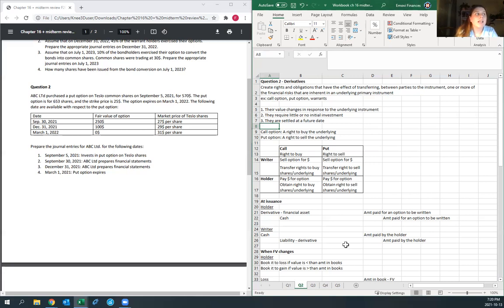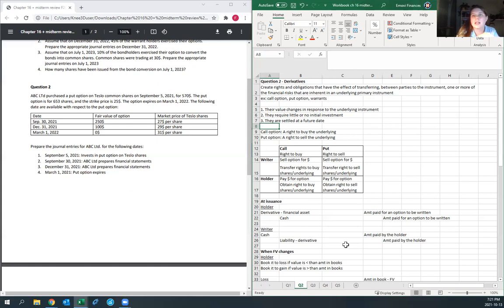So what does that mean? Basically, you have an agreement with another company saying, "Hey, can I buy your shares at $30 whenever I want until March 2023?" And then in March 2023, if that doesn't happen, it's my loss. So the underlying primary instrument in that scenario is the shares that you might buy, and you don't know yet if you're going to buy them or not. So that's the financial risk.